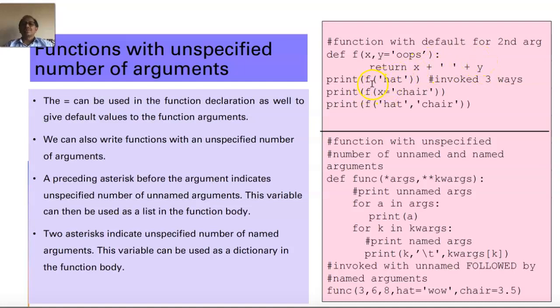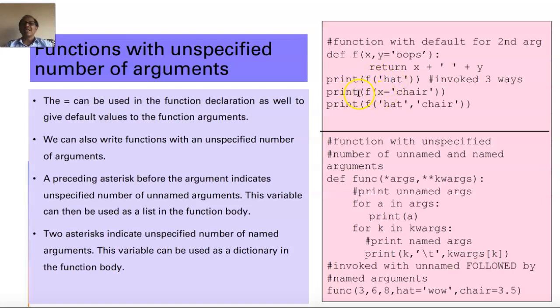When we invoke the function, we are invoking it in three different ways here. For f('hat'), we have given only one argument, only a value for one argument. That means this value will be assigned to x. y is already there as 'oops'. So the return value for this will be 'hat oops'. Right? So it prints hat oops.